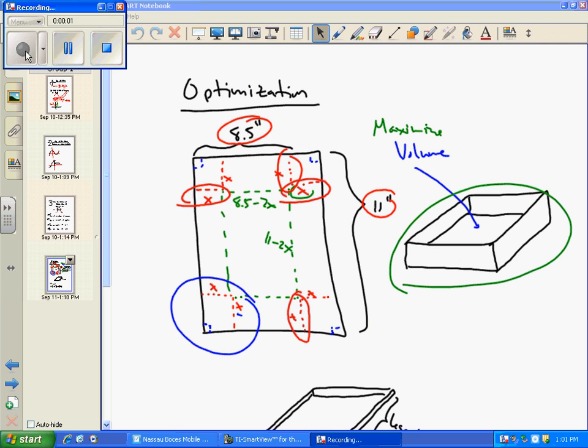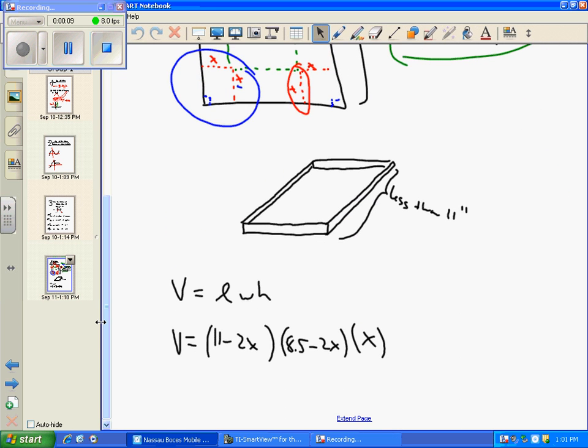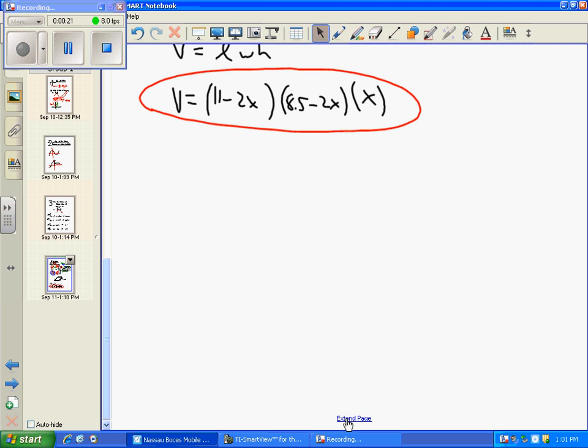Hi. I'd like to continue talking about optimization with you. We left off with the open top box problem, and we had finished off with finding a function for the volume of the box, with the input variable or the independent variable being the length of the side of the square we were going to cut from the corners of the original piece of paper.